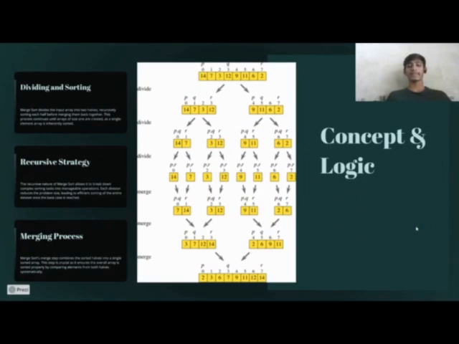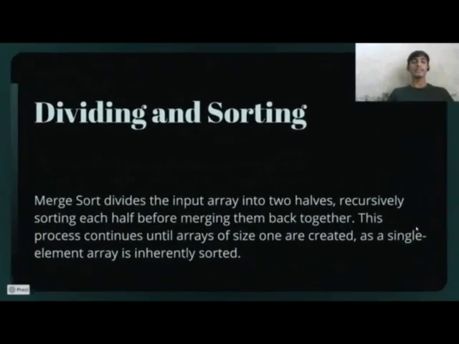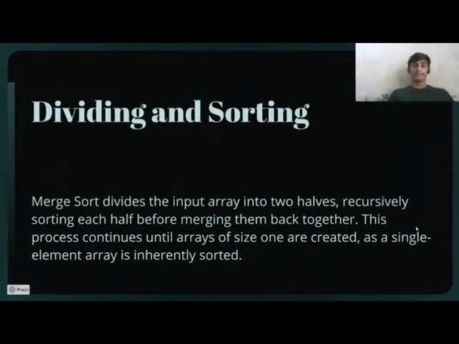Now we will see its concept and logic. Basically, it is in three steps: divide and sort, then recursive strategy and merging process. Dividing and sorting: merge sort divides the input array into two halves, recursively sorting each half before merging them back together. This process continues until arrays of size 1 are created, as a single element array is inherently sorted. It means that we have to divide the array until the subarray has only one element in it and then merge them back together one by one and sort it.